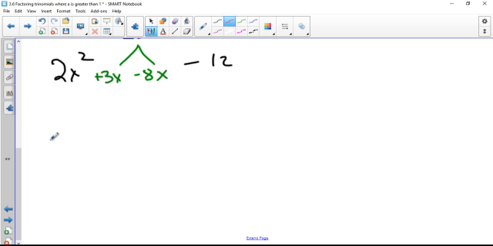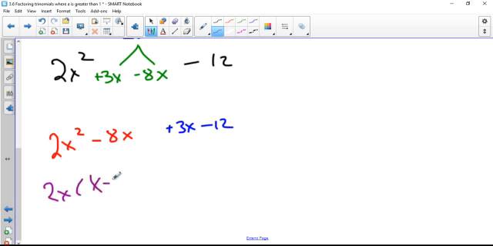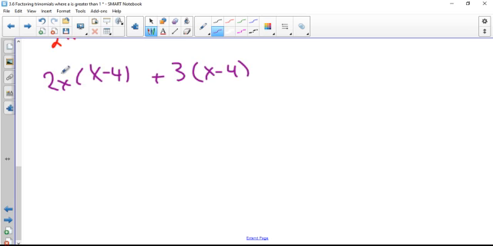So I'm going to put the 2x squared and the 8x together and leave the 3x and the minus 12 together. So from the first one, I'm going to pull out a 2x. I'm left with x minus 4. From the second one, I pull out a 3, and I'm left with x minus 4. Again, the x minus 4 is common, and it's multiplied by 2x plus 3.